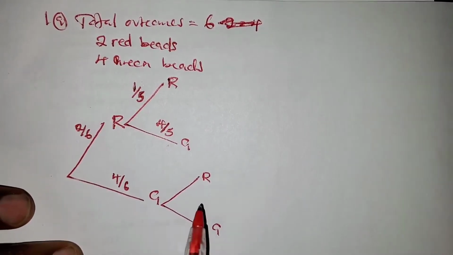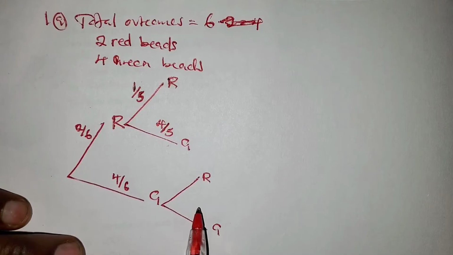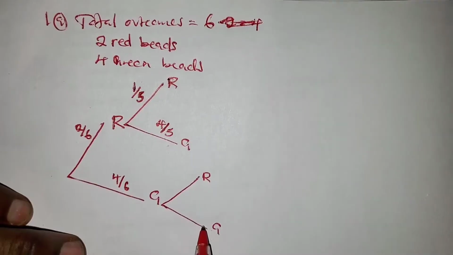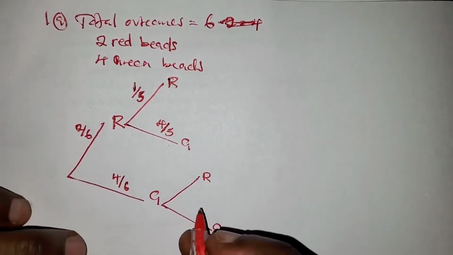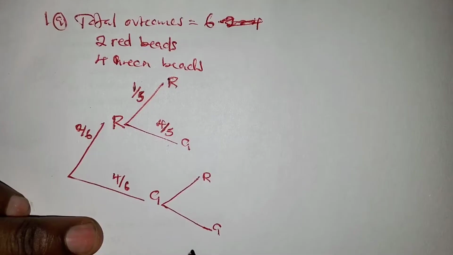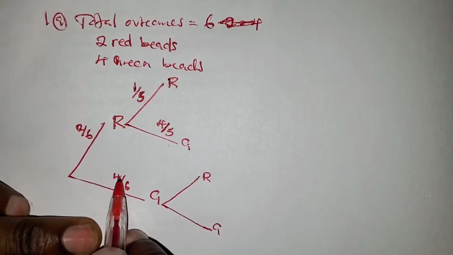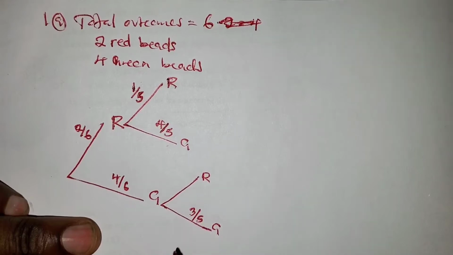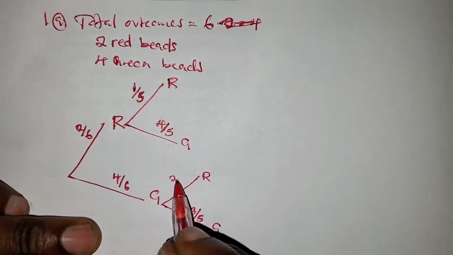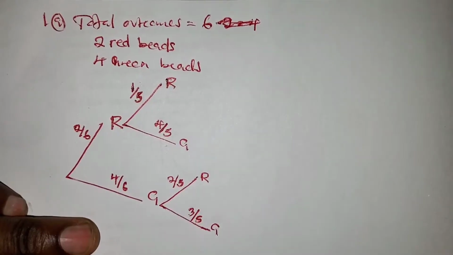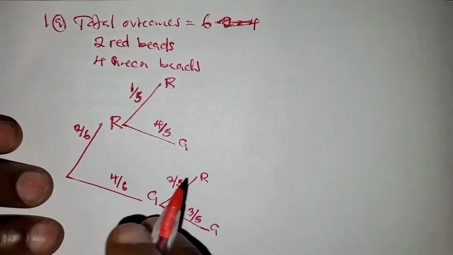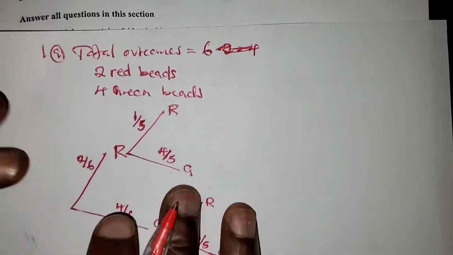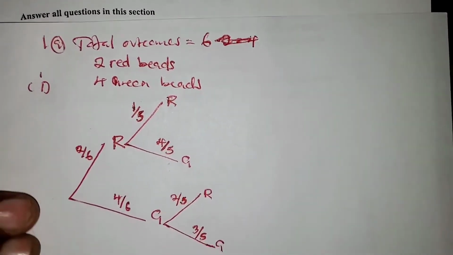Then here you do the same. Let's assume even here that the bead that wasn't replaced was green. How many green beads do we remain with? We remain with 3 out of a total of 5. But the red will remain as 2 out of 5. So this is the answer to the first part, the tree diagram.